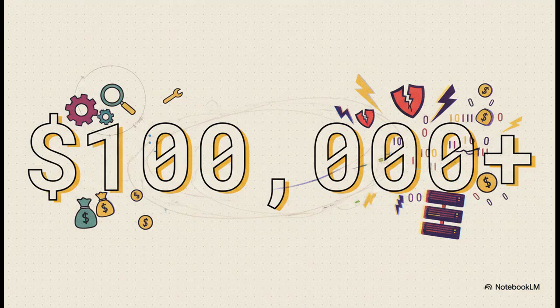Let's start with the money, because that always gets people's attention. Fixing a design flaw during the planning phase? It's cheap, maybe a few $100 worth of time in meetings and on whiteboards. But finding that exact same flaw after the product is already live in production, that can easily cost over $100,000 in emergency engineering, data recovery, and cleaning up a PR nightmare. The economics here are crystal clear.